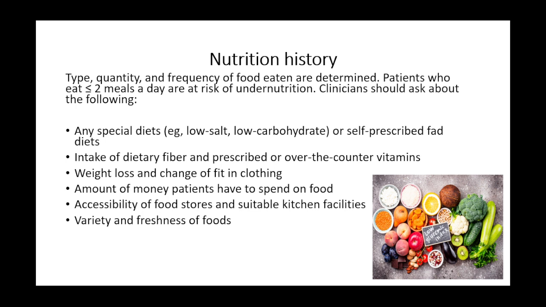Nutrition history. The type, quantity, and frequency of food eaten are determined. Patients who eat less than 2 meals a day are at risk of undernutrition. Clinicians should ask about the following: any special diets or self-prescribed fad diets, intake of dietary fiber, and use of over-the-counter vitamins, weight loss and change of fit in clothing, amount of money patients have to spend on food, accessibility of food stores and suitable kitchen facilities, variety and freshness of food.